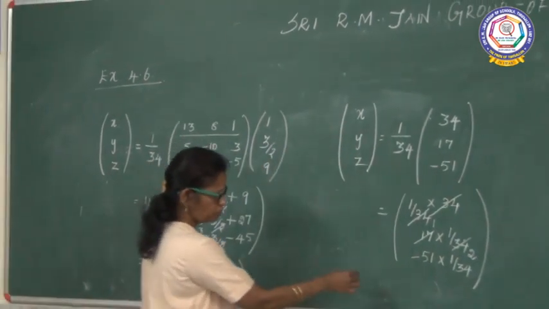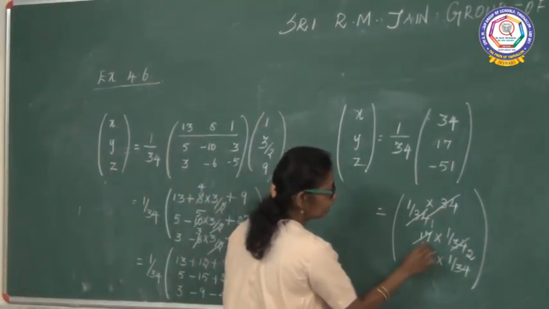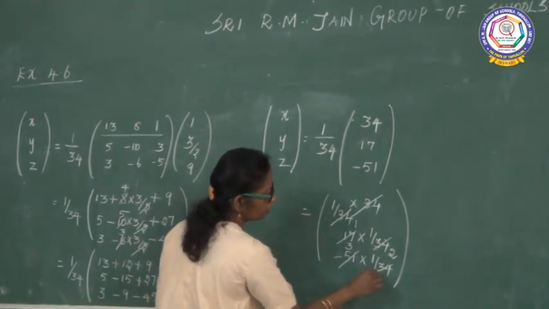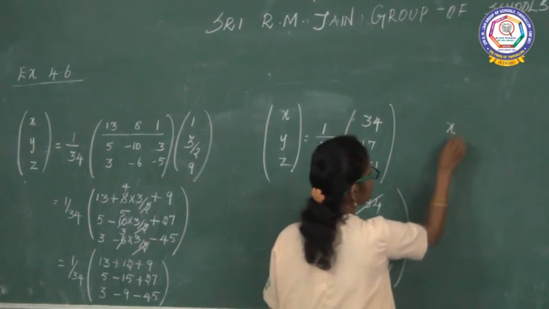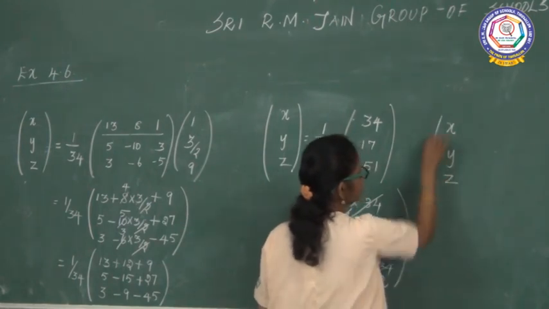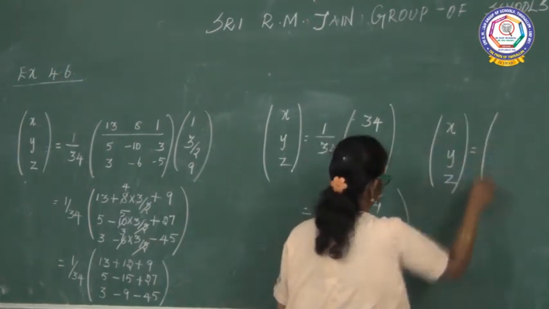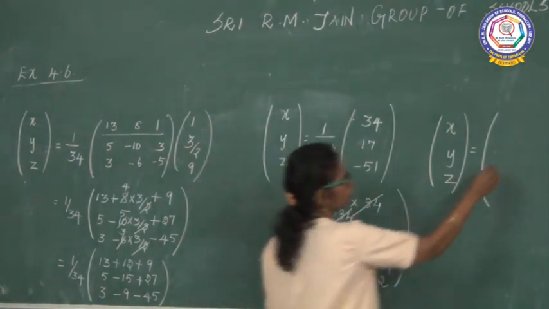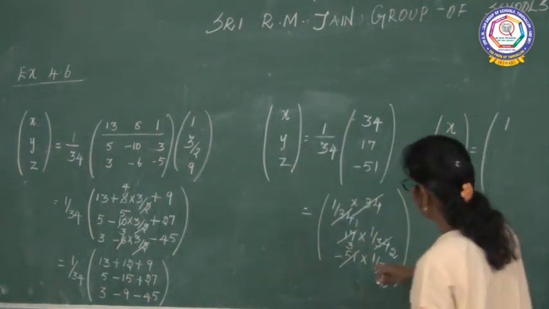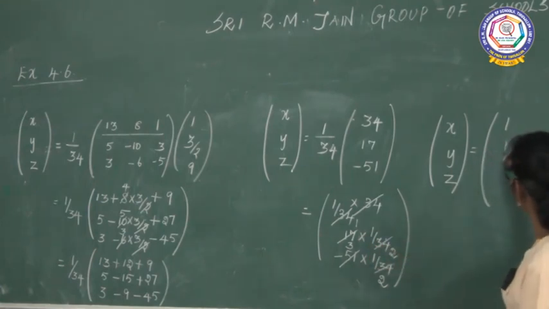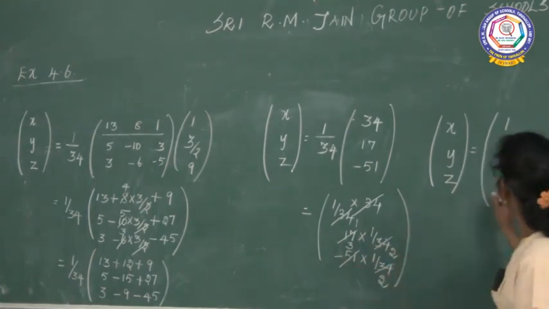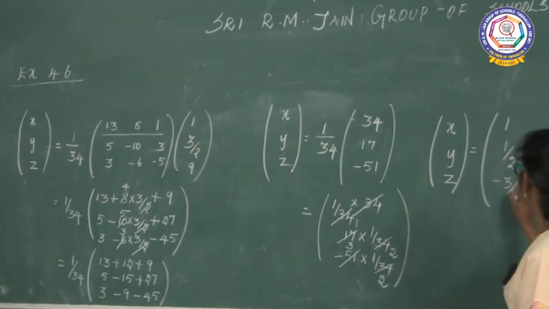17 threes are 51, and 17 twos are 34. So what is the value of x, y, z? X, y, z equal to, 34 cancels. So the y value: 17 into 1 by 34 is 1 by 2. Here, minus 3 by 2.